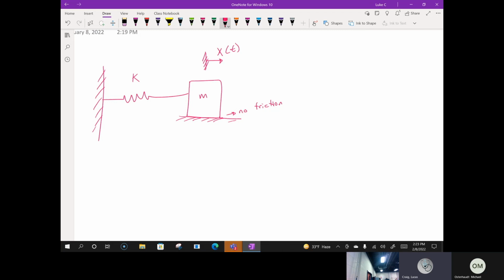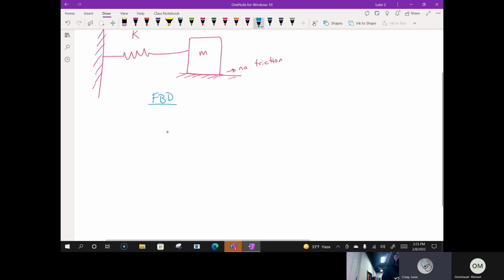We can do Newton's second law. We can write the forces, which then generate a differential equation, and we can solve that. Okay. So the forces, the free body diagram, looks like this. If we pull the mass to the right, the spring force wants to push back to the left, right? Remember, spring force is Kx.